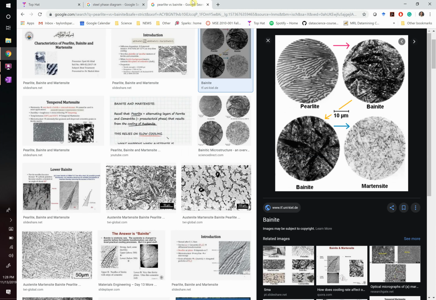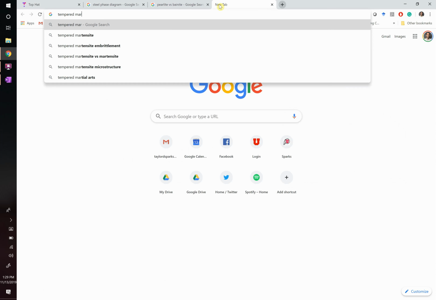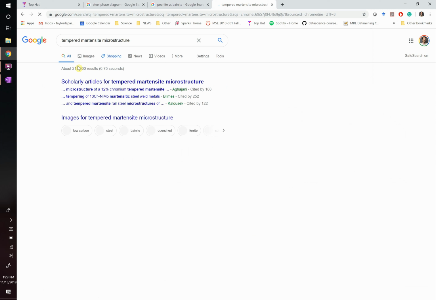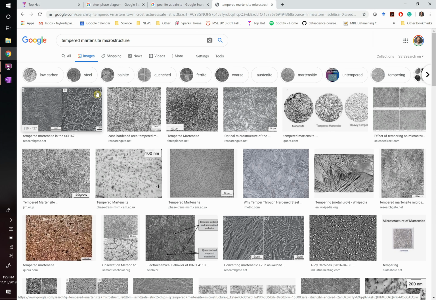One second, I'll get to your question. Zubai, Alex. So tempered martensite microstructure. Let's see if we can find a good picture of this. I don't know if we will, because it's really small, so it might be hard to see the precipitates.